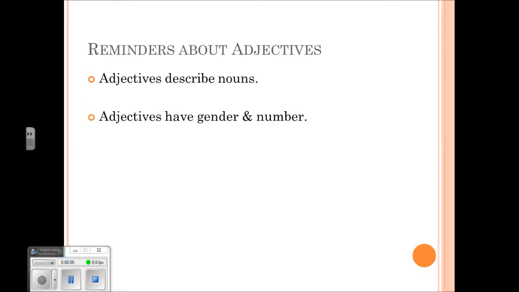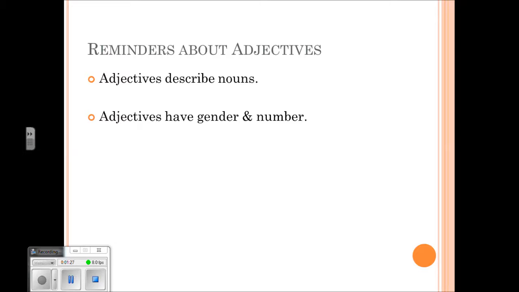Please remember in Spanish that adjectives have gender and number. With gender, adjectives are either masculine or feminine. Adjectives that are feminine usually end in A. Pretty much anything else is considered to be masculine. If it's going to be feminine, it's going to have the articles la or las, una or unas in front of it. If it's masculine, it's going to have el or los, un or unos. And then number. The number indicates plurality.